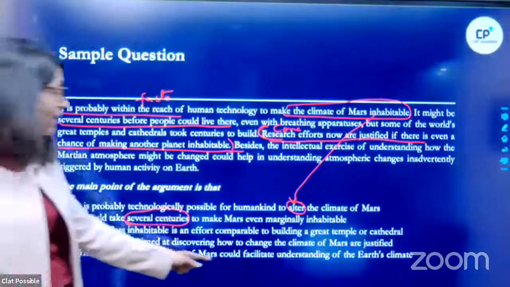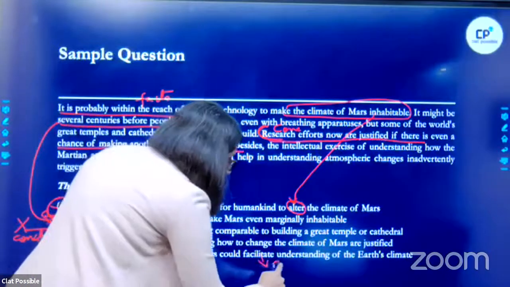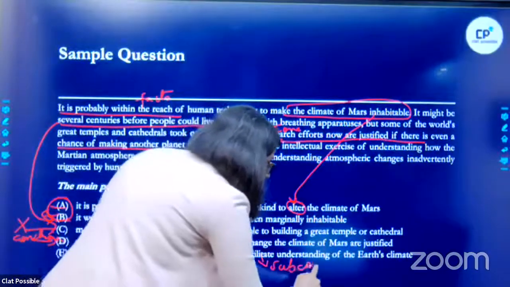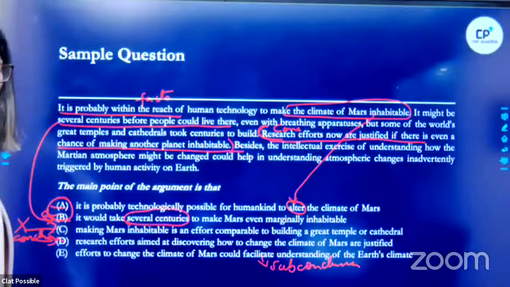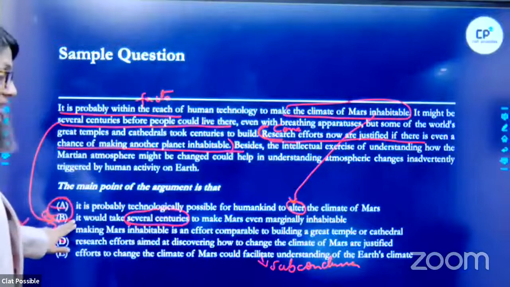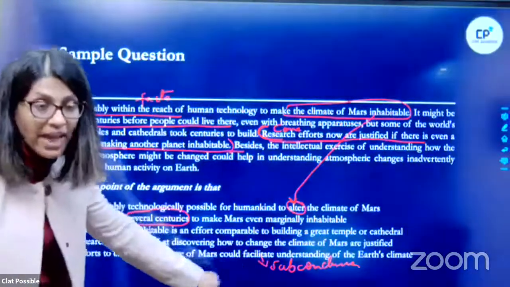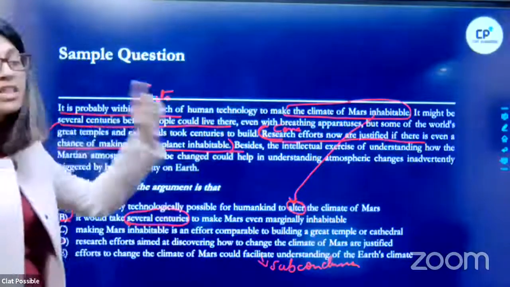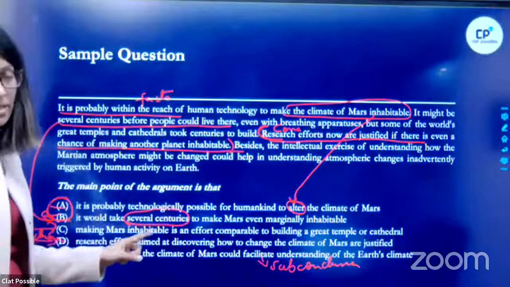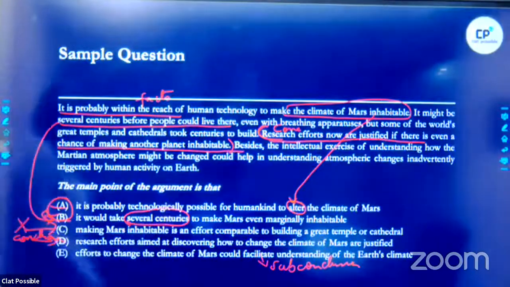Efforts to change the climate of Mars could facilitate. This is one of the sub-conclusions. It is another reason that the author is saying that we should spend time and energy on Mars. So these are facts. E is another sub-conclusion or another reason that the author is saying. What is the core idea of the author? That research efforts are justified, no matter how long it takes. So the answer will be option D.